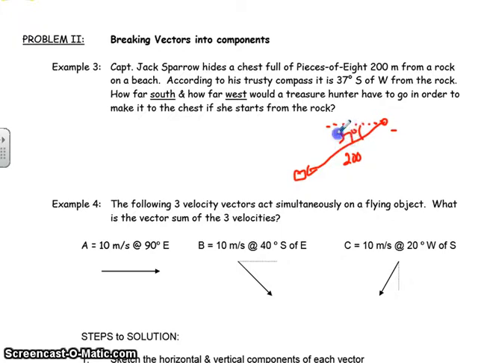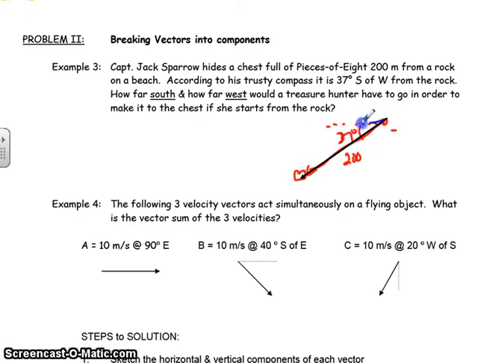Sorry, that's so sloppy. The question is, how far west and how far south do we have to go to reach there? So what we want to basically do is take this awful looking vector, maybe I should try to make it a little straighter. Okay, there's our vector. And I want to break it up into components. In other words, understanding that in order to have gotten from the beginning to the end, I had to move, or I could have moved, south and then west.